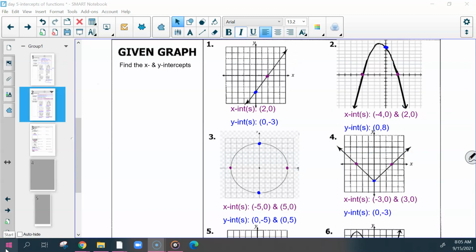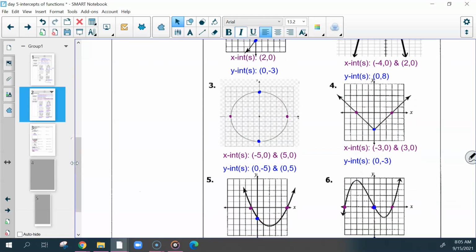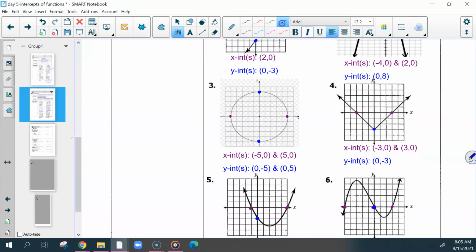Check your answers with mine. Should have had 2 x-intercepts for number 2. I'm sorry, we did that one. Number 3, you should have had 2 x and y-intercepts. I didn't list them out, but I can. So I'm just using the same colors I used here to not confuse you. If you wrote them out in curly brackets, they'd be the same thing, just 1 x, 1 y.